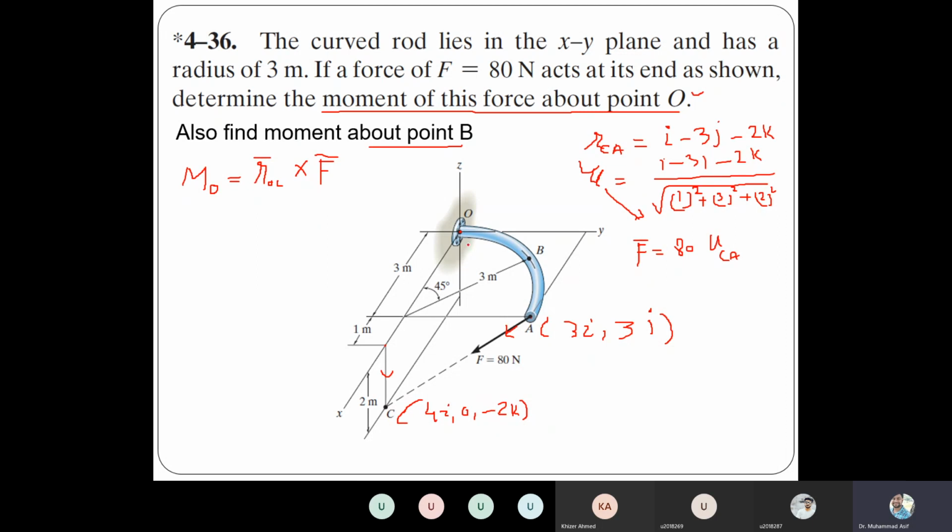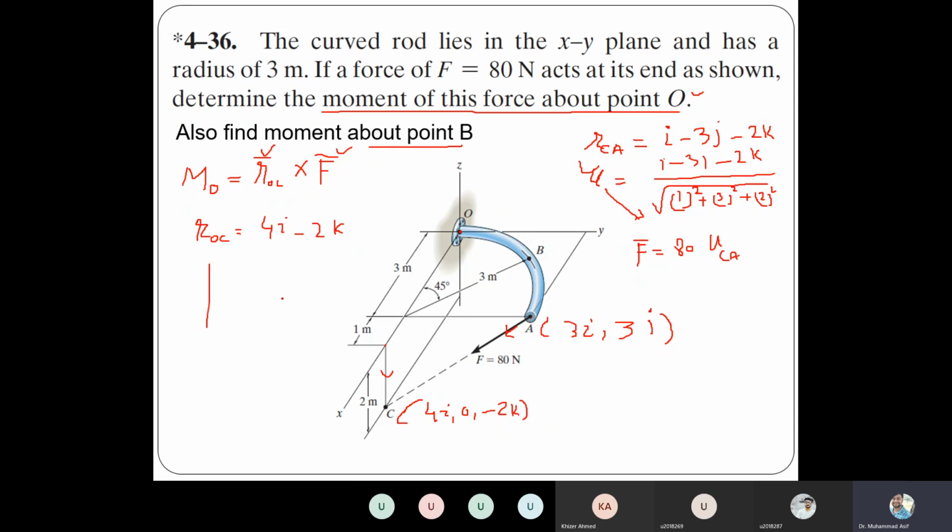So now the force is in vector form, but we need OC in vector form. So what is the value of the OC? That position vector is the moment arm. Moment arm means any position vector which is on the line of action of that force. So OC is a position vector. So OC means 4i minus 2k.